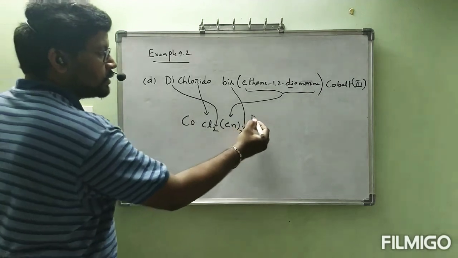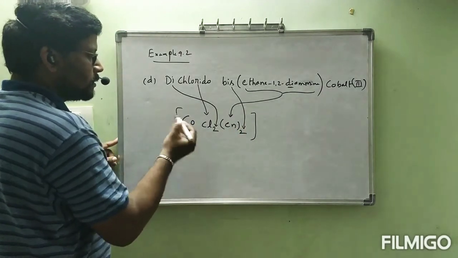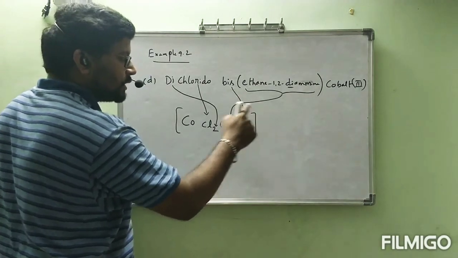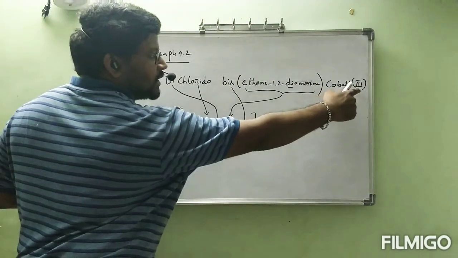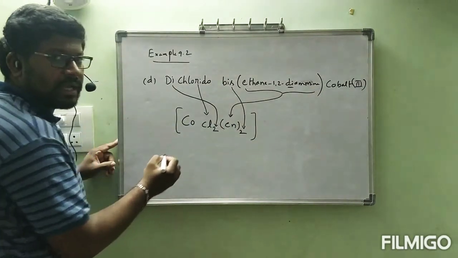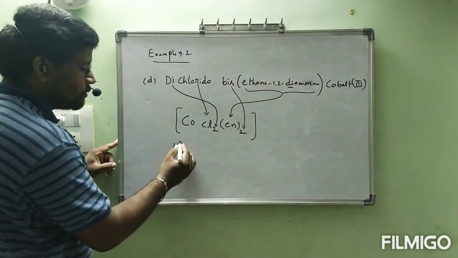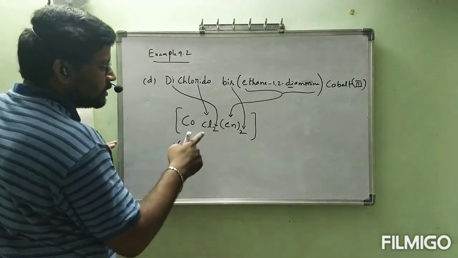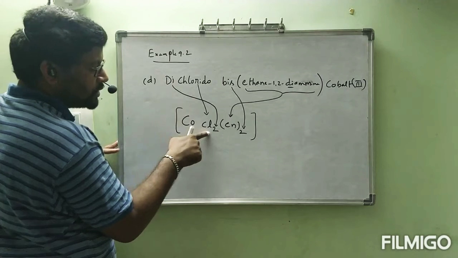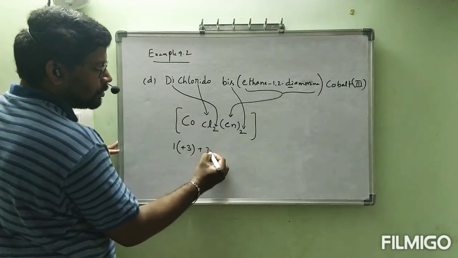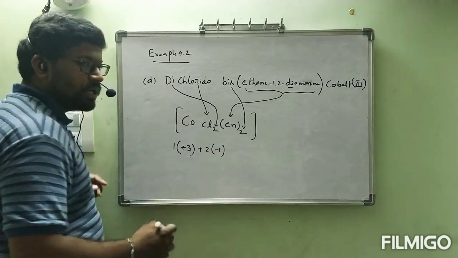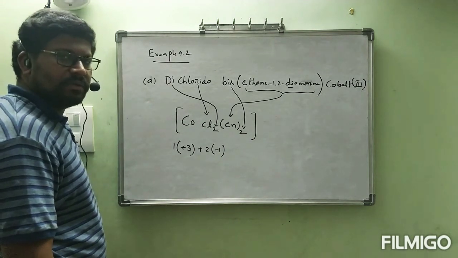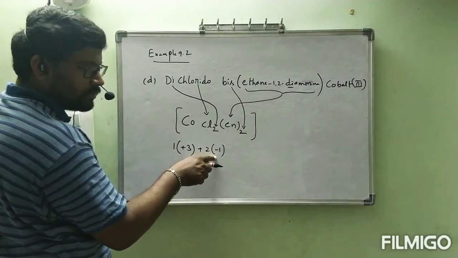Cobalt, square bracket. We have to write the charge here. How to write the charge? Okay, we know the cobalt charge. What is the charge? Plus 3. How many cobalt ions are there? 1. 1 into plus 3. Next, how many chlorines are there? 2 chlorines, plus 2 into minus 1. Chlorine every time is minus 1 only. In coordination compounds, chlorine definitely gets minus 1 only. 2 into minus 1.